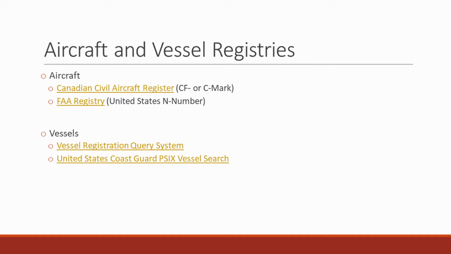Generally, if a plane is registered in Canada, you will see the CF or C mark. You can normally see it on the tail. We call it the tail number, but the real name is mark, and that number can be found elsewhere on the aircraft. The FAA registry is for American planes, and in the US they use the N number. In the UK, I think it's G, and so on.